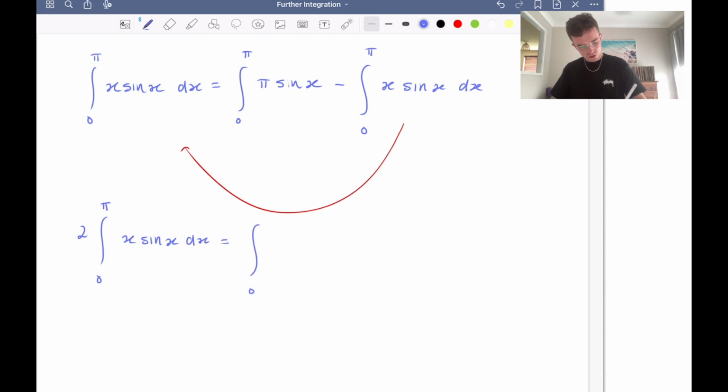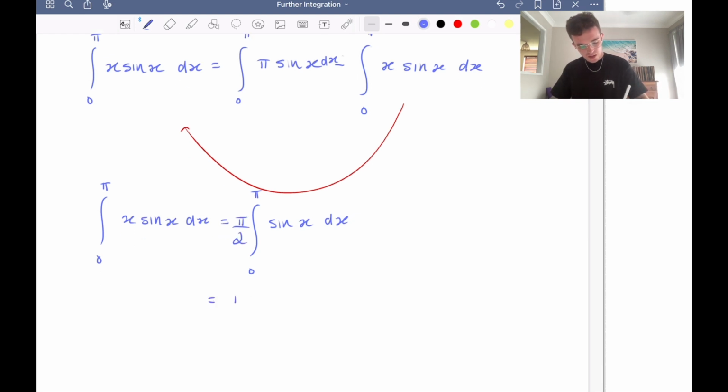which is equal to the integral from 0 to pi of, we might take the pi out as a constant, because remember pi is just a constant, sine x dx. So let's divide the 2 over to here. We don't care about 2 lots of the answer. We want to know what 1 lot of the answer is. So divide that over there. So this is pi on 2.